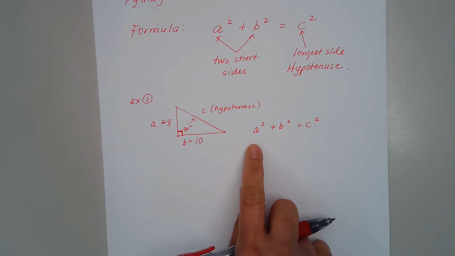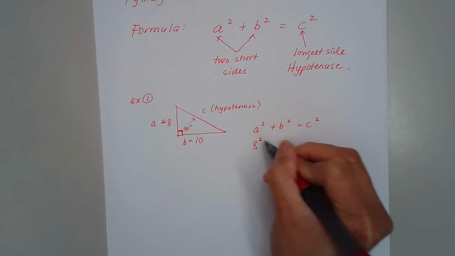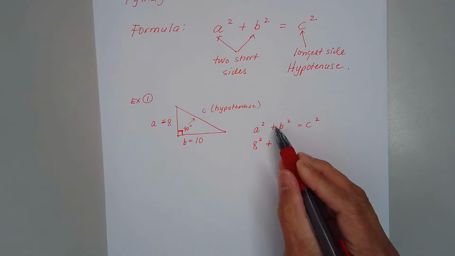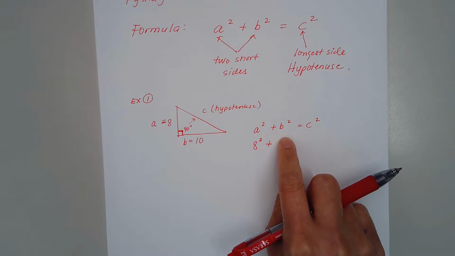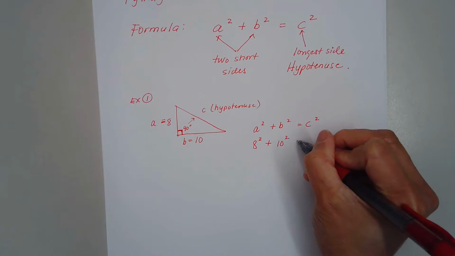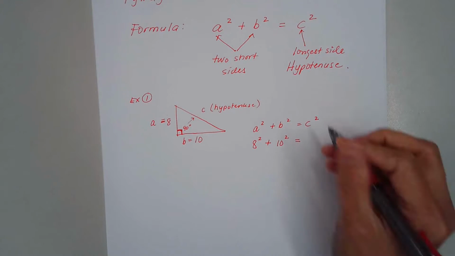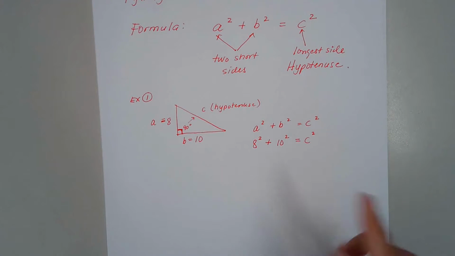Okay, formula. What are we going to replace now? We're replacing with values. What do we replace the A by? 8. We're going to replace the A with 8, and it says 8 squared, so we're going to do that. It says plus. What do we replace the B by? 10. So we're going to put 10 squared equals. C, we have nothing to replace it with. There's no number to replace it with, and that's okay. That's what we're going to try to find out.